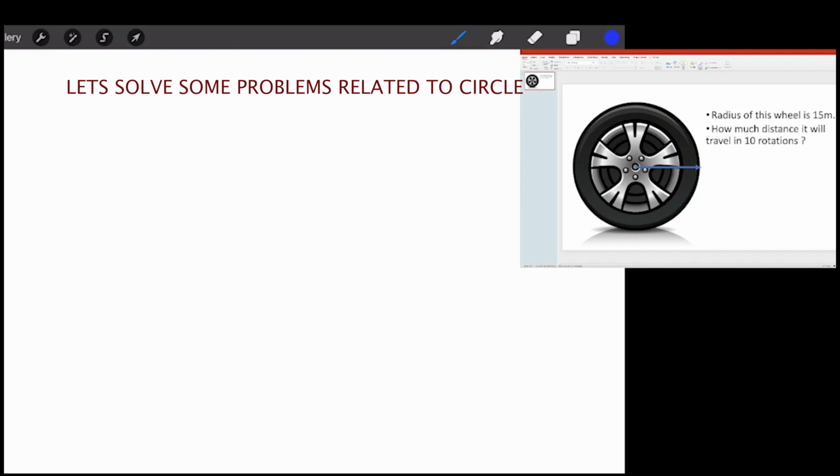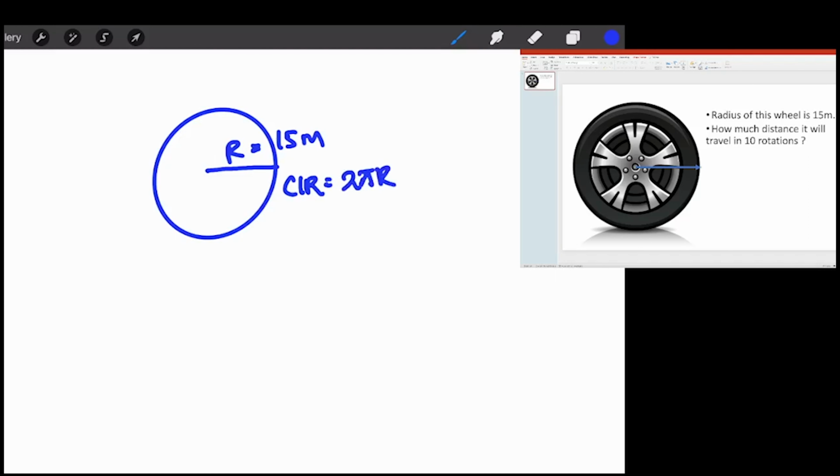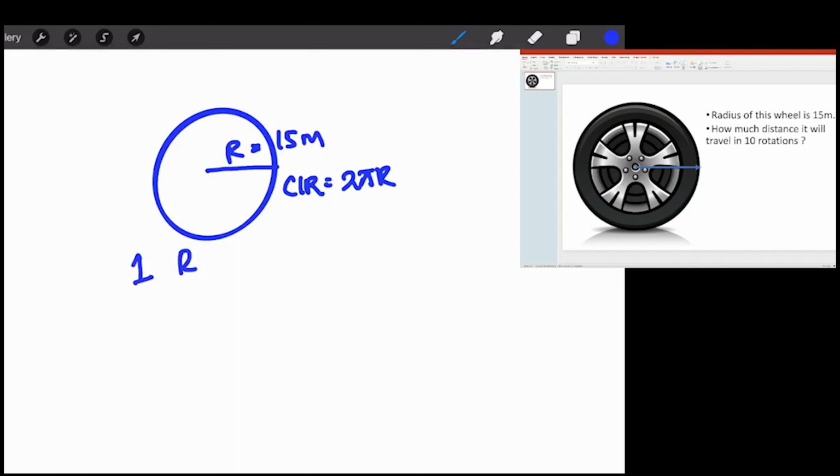Now let's draw a wheel first, or a circle. In this circle, we know that the radius is 15 meters. What else do we know? We know the circumference is 2 pi r. What is circumference? When you start from here till this point is called circumference. That means I can also write it as one rotation. One rotation is equal to 2 pi r. What do we know? We know r.